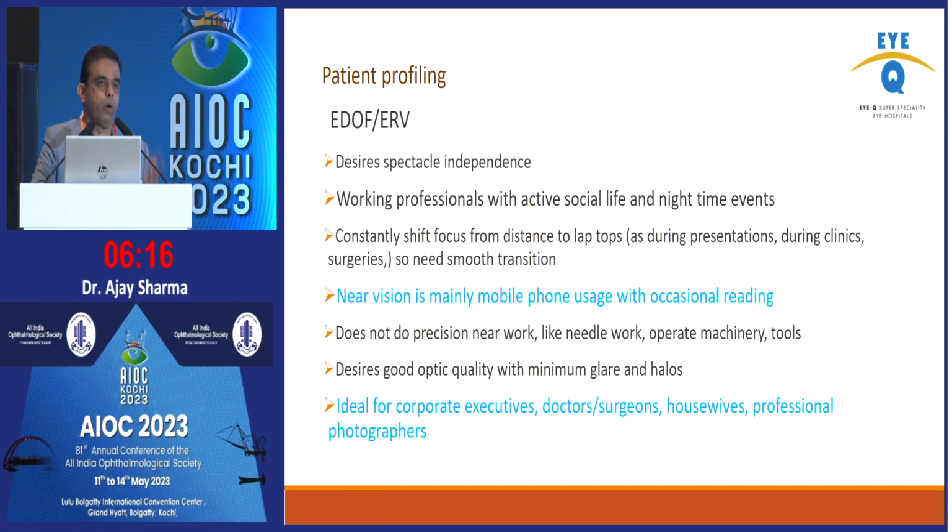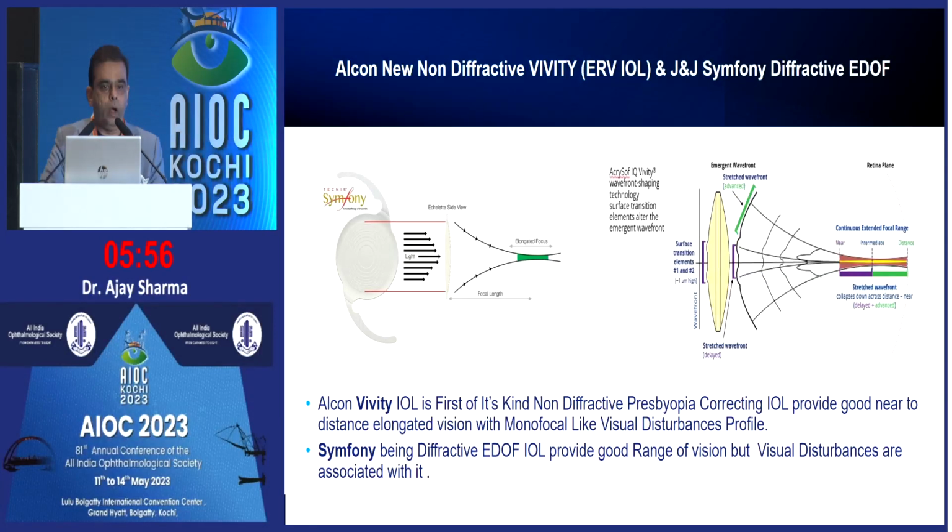You know, they are not good for near vision. They are better for intermediate vision, ideal for corporate executives, doctors, surgeons, housewives, professional photographers, and they desire good optic quality with minimum glare and halos. The glare and halos are less as compared to the multifocal diffractive lenses which we talked about. This is a diffractive lens which is available. One is the Symphony, the other is the Vivity from Johnson and Johnson. So they both have a different technology here.